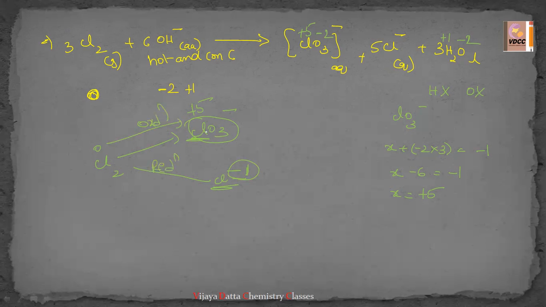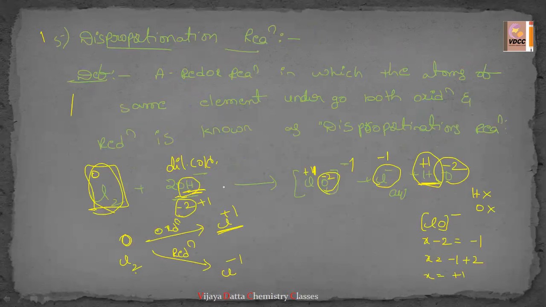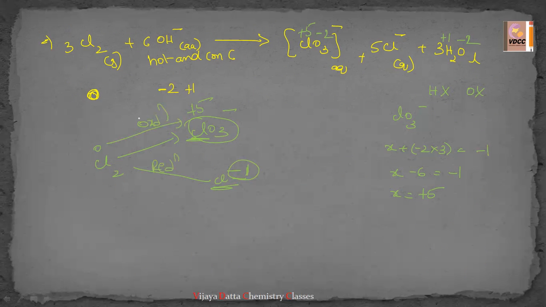So in the same 0 to +5, hot and concentrated conditions. Under dilute and cold conditions, 0 to +1 only. That is what I want to explain. So the same chlorine is getting oxidation and reduction on the products side. So these are said to be the disproportionation reactions, students.